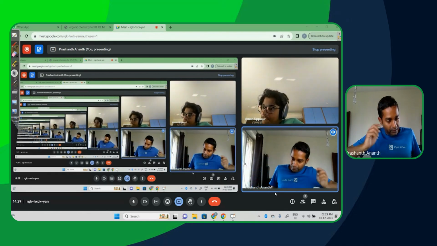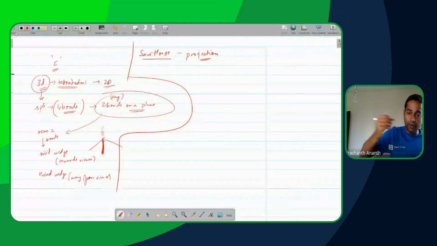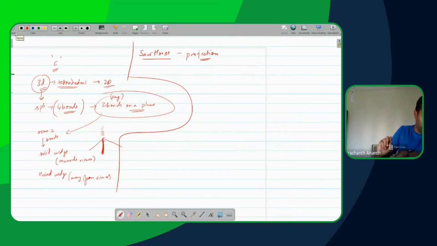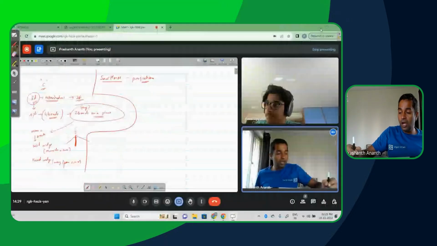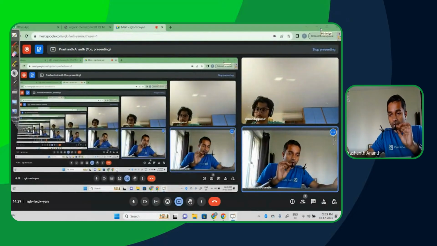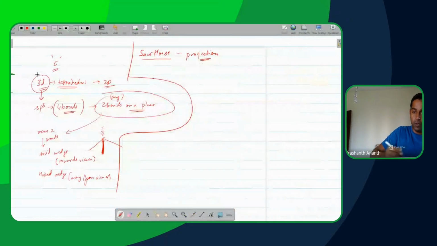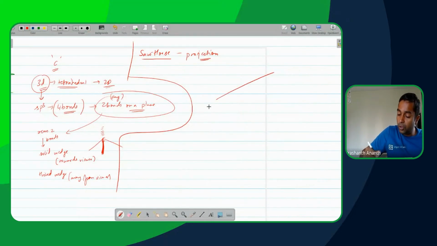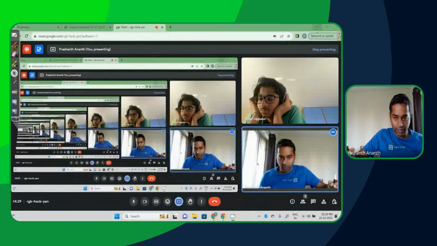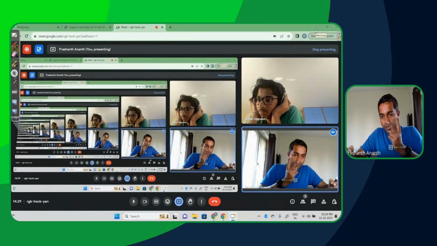Okay, now let's get back to what we were discussing. Sawhorse projection is basically how you view this molecule in 2D. To view it in 2D, we put 2 bonds for each carbon on the same plane. So per carbon, I can put 2 bonds on a plane.